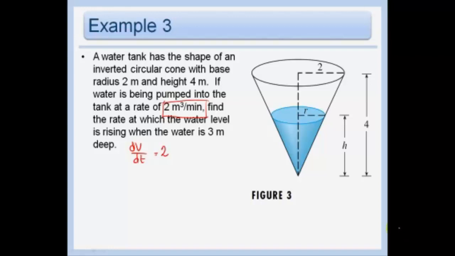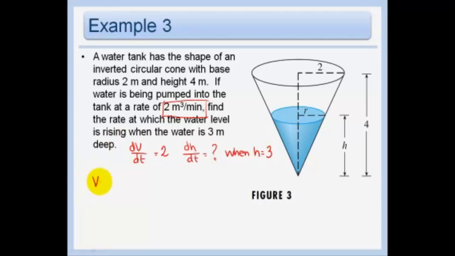So what are they asking us? They're telling us we have 2 meters by 4 meters. Find the rate at which the water level is rising. So we're saying dH dt is what, right? When the water is 3 meters deep. When the height is 3. If you can learn how to write this, you will have these problems down.